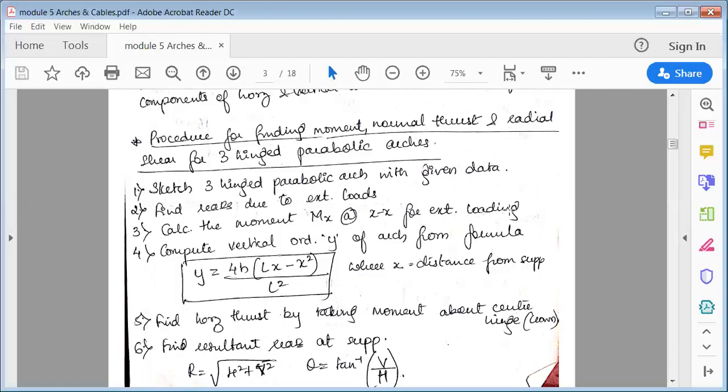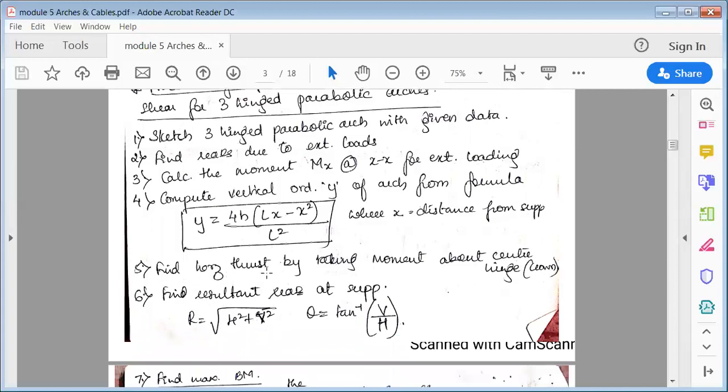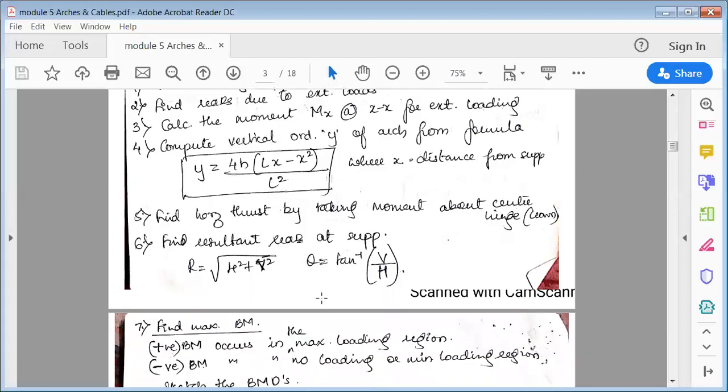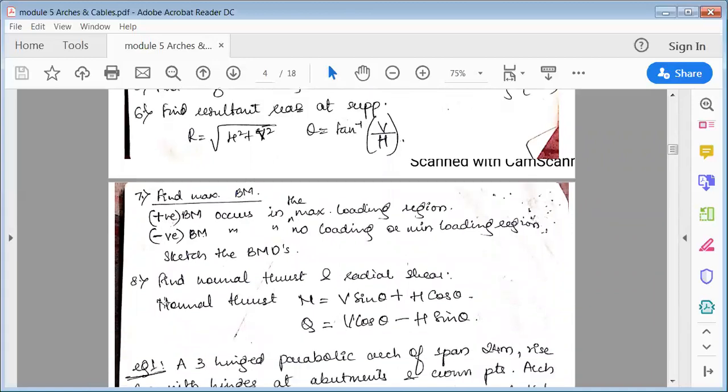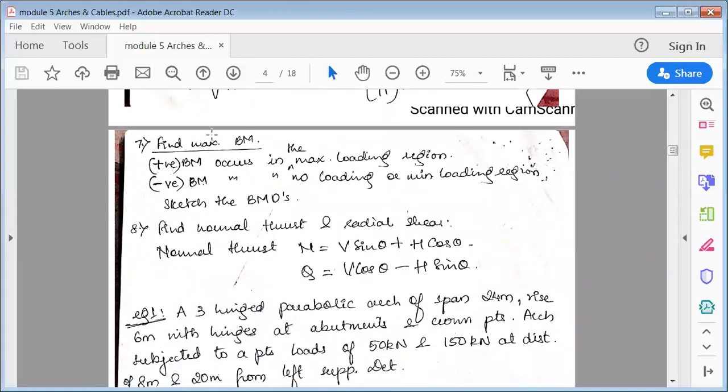Then compute the vertical ordinate y of the arch, for which we have the formula, which you've already seen. This is for a parabolic arch. And then find the horizontal thrust by taking moment about the center, the crown. Then find the resultant, R equal to root of H square plus V square, followed by the angle theta. And then find the maximum bending moment, that is positive bending moment and negative bending moment. And once you find the bending moment, you will find normal thrust and radial shear. So with this series of steps, let us start with the problem.